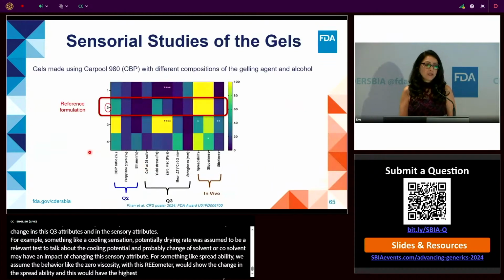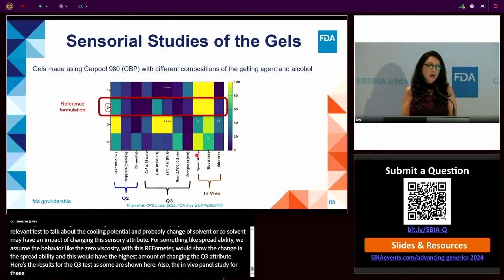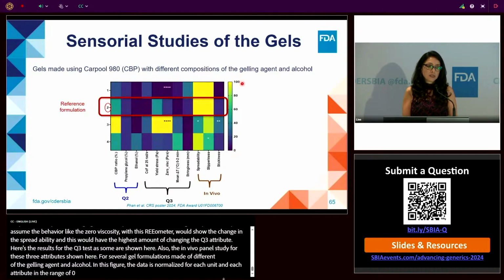So here are the results for the Q3 test. Some of them are shown here, and also the in vivo panel study for these three attributes that are shown here, for several carbopol 980 gel formulations that were made with different composition of a gelling agent and alcohol. And in this figure, the data is normalized for each attribute, in the range of 0% dark blue up to 100% yellow.